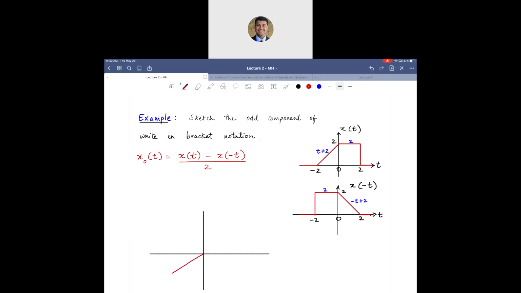And how about on the positive side? 2 minus negative t plus 2. What is that? And then divide by 2 as well. So it is also t over 2. So this will continue essentially.